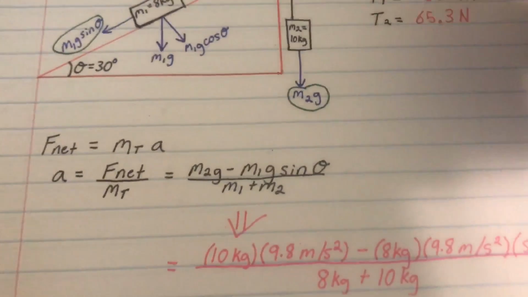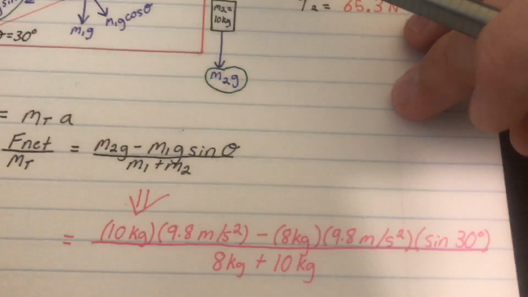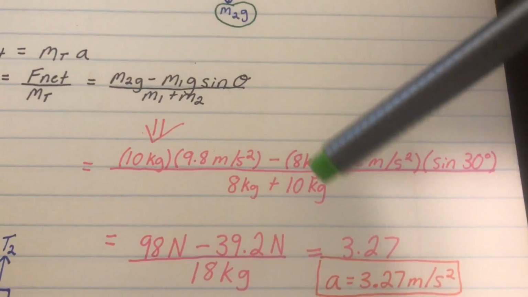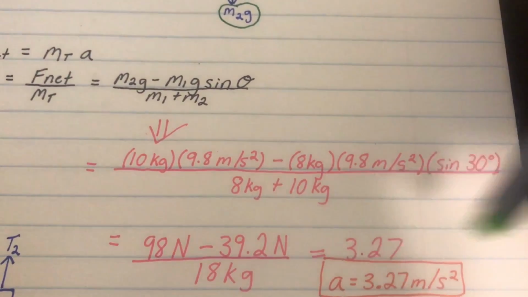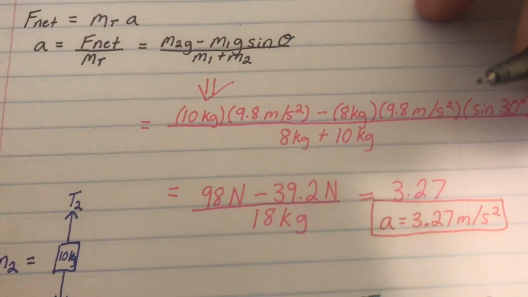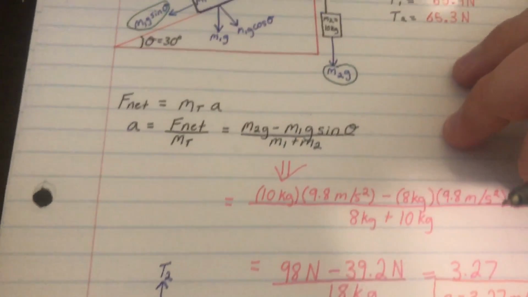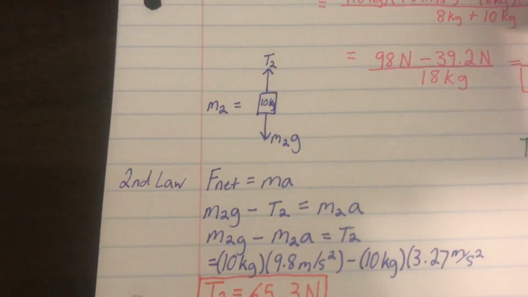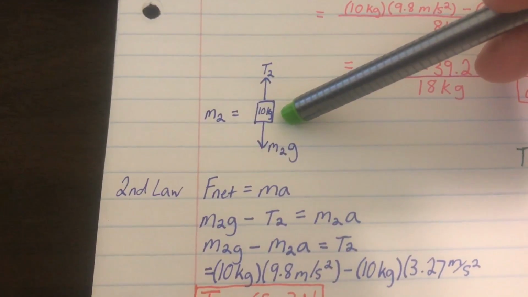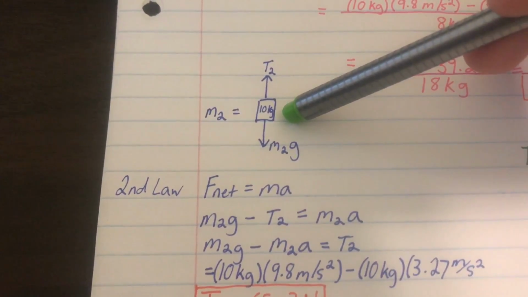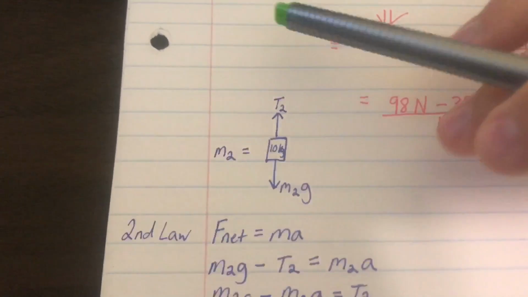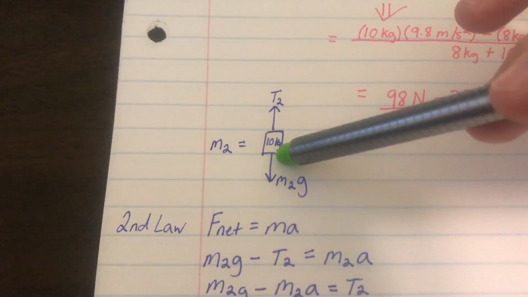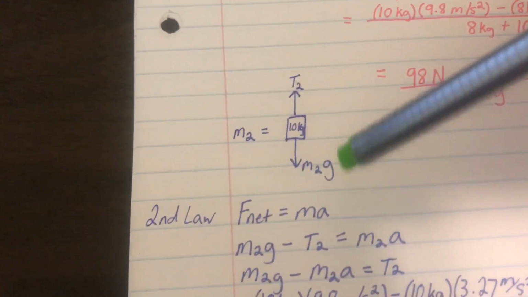So I plugged in my information and once I algebraically solved this, it gave me 3.27 meters per second squared. And then for the second part of the problem, which is now finding the tension, I went ahead and did tension 2 first. And so I drew my object, 10 kilograms, which is M2. And I know it has the tension 2 on top, and then the force of gravity pulling down on it.